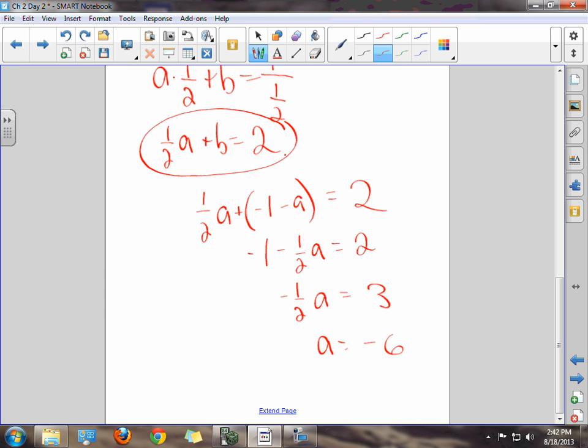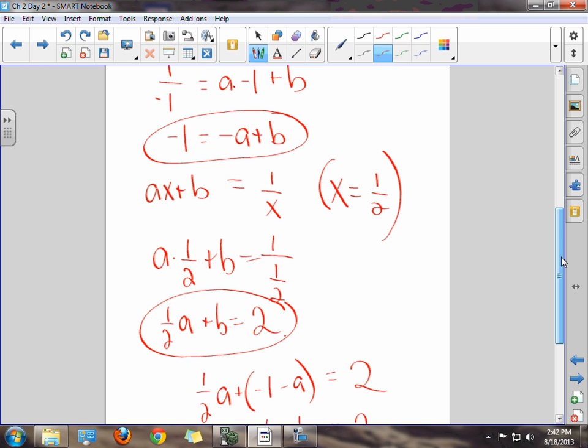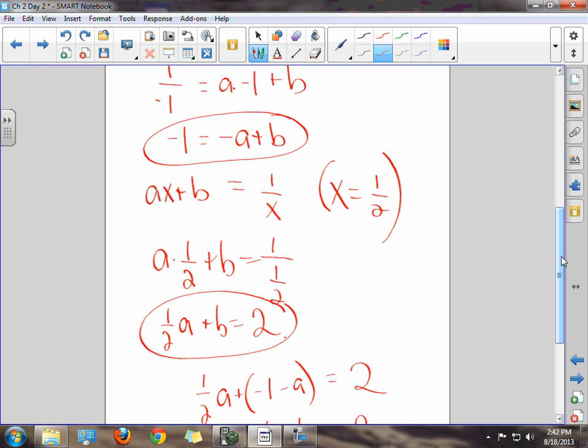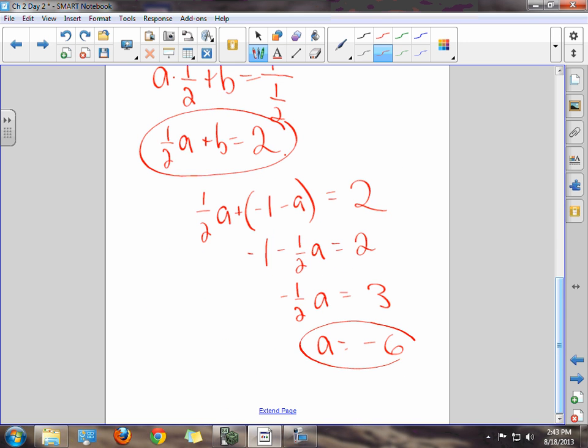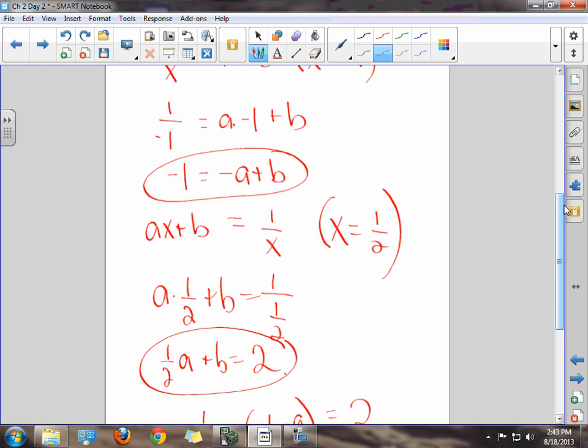Doesn't seem right. Okay, so now I know a, I can just plug in and find b. So if a is negative 6, then b is going to be negative 7. So a is negative 6, b is negative 7. I really think I did something wrong.